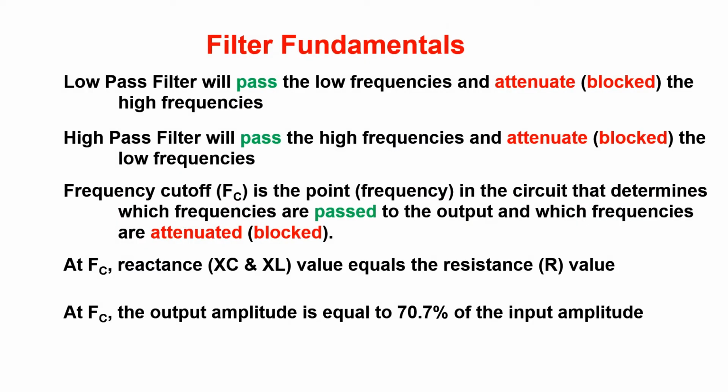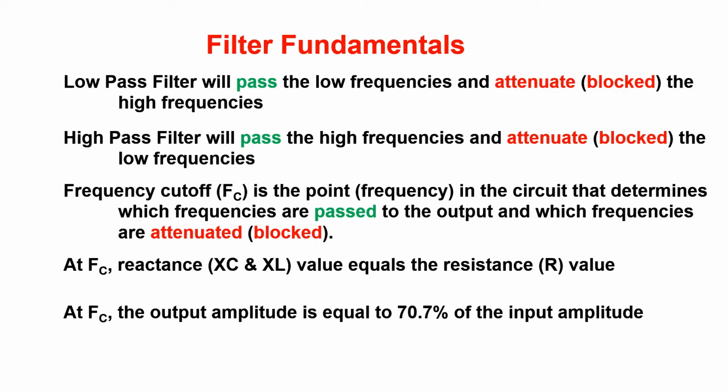Filters allow certain frequencies to pass and certain frequencies to be attenuated or blocked. Low pass filters will pass the low frequencies and attenuate the high frequencies. What the filter does is right in the name. Low pass is low, high pass is high. Frequency cutoff, or FC, is the frequency that determines which frequencies pass to the output and which frequencies attenuate. Remember, attenuate is just a fancy word for blocking.